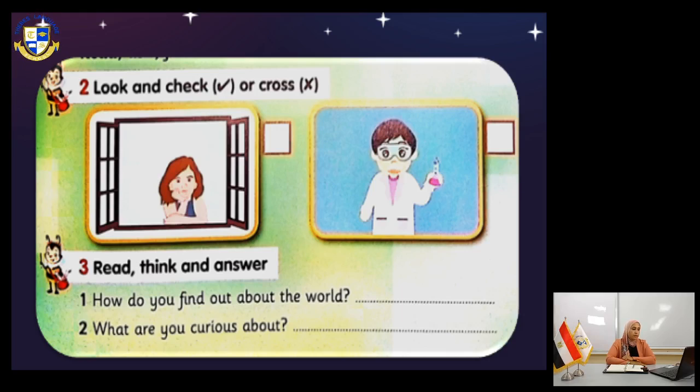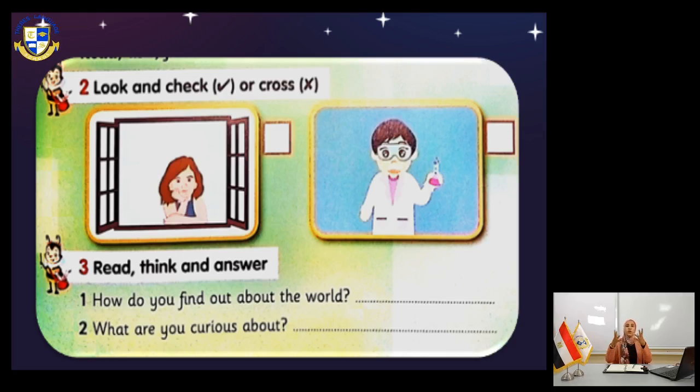Exercise number 3, read, think, and answer. Number 1, how do you find out about the world? How do you find out? We said that we have many ways to get information about anything around us, especially about the world around us, by reading, learning, finding out, and asking.